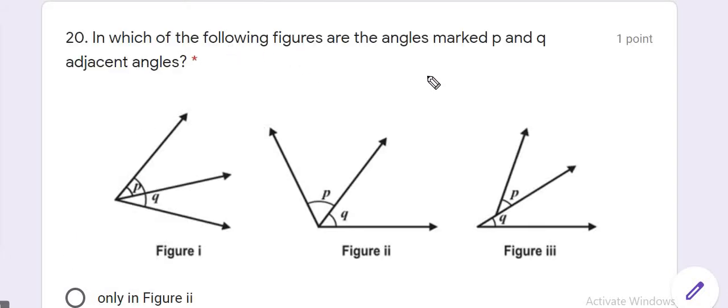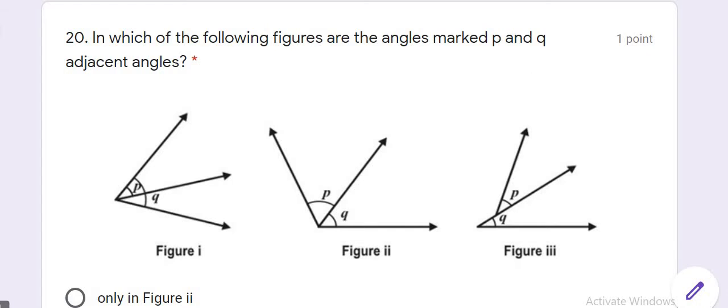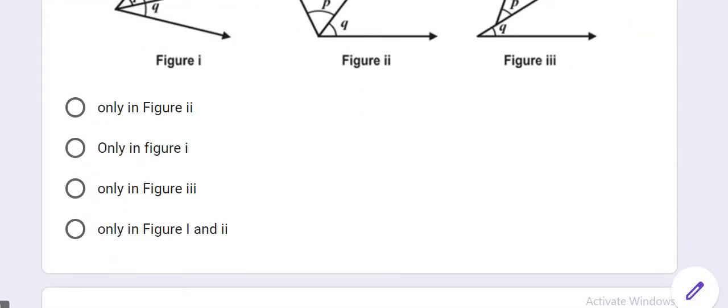Question 20. In which of the following figures are angles marked P and Q adjacent angles? Here the angles are overlapping. So overlapping angles cannot be adjacent angles. Now these 2 angles have a common vertex and a common arm. So in figure 2 we have adjacent angles. Here we don't have a common vertex, so these 2 are not adjacent angles. So only figure 2 gives us adjacent angles. So our answer must be only figure 2, which is option A.